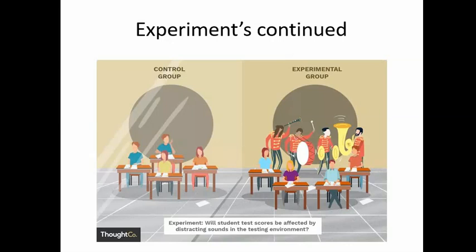Here we see another example. If the scientist asked, will student test scores be affected by distracting sounds in a testing environment, a control group would get the situation that is most normal, quietly taking a test. The experimental group would have the independent variable introduced, a band playing distracting sounds, and then the scientists would measure the dependent variable, the results of the test.